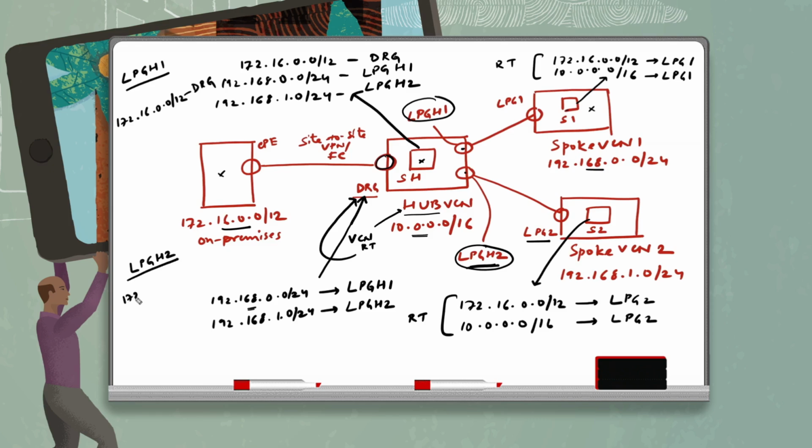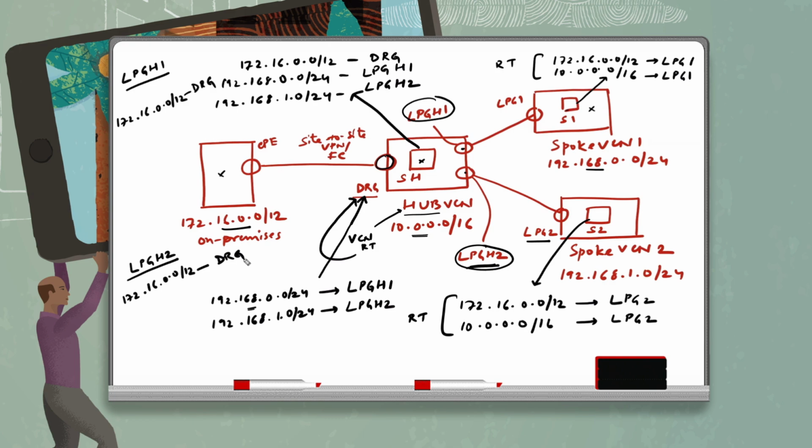If the destination CIDR is 172.16.0.0/12, the next hop is going to be the dynamic routing gateway. So these are the 6 route tables that you need to configure if you successfully want to implement this hub and spoke topology.